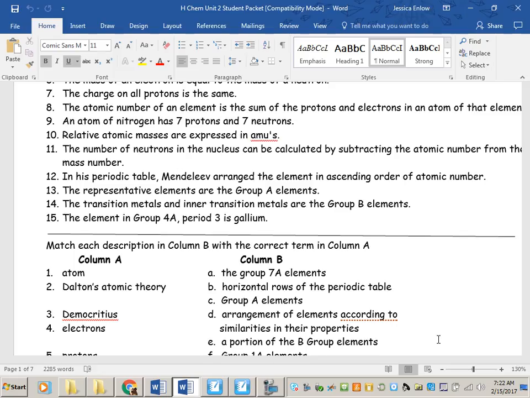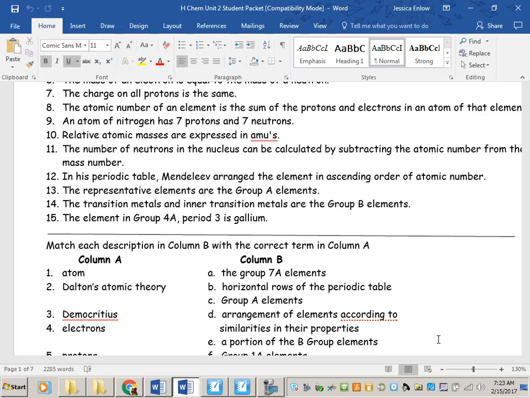14, the transition metals and inner transition metals are group B, always true. The element in group 4A, period 3 is gallium. Who is it? Where's group 4A, period 3? It's like a map. So period 3 is sodium's period. Scooch over to 4A. Who is it? Silicon. Thank you. SI, silicon. So that means you can read the coordinates of the periodic table.